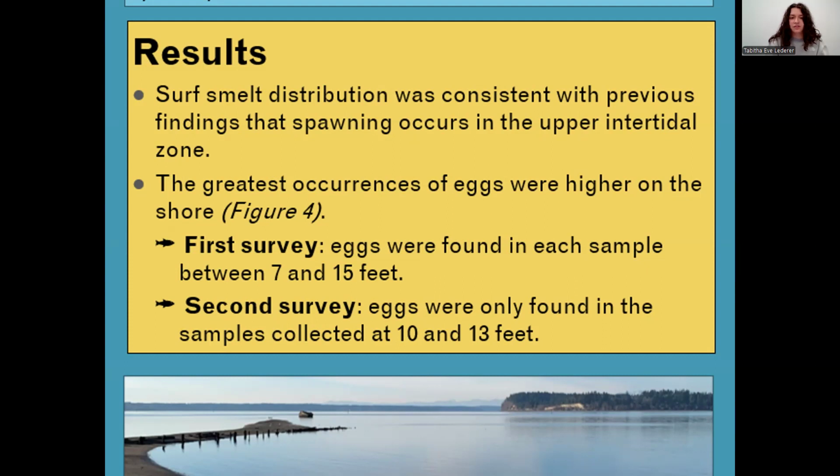In the second survey, which I conducted on February 10th at Station 2, I only found 1 egg each in the samples collected at 10 and 13 feet. Both of these eggs were dead, and I couldn't definitively determine their species, but based on where on the beach I found them, they're most likely surf smelt. I didn't find any Pacific sand lance eggs in my samples, though I did look for them as well.